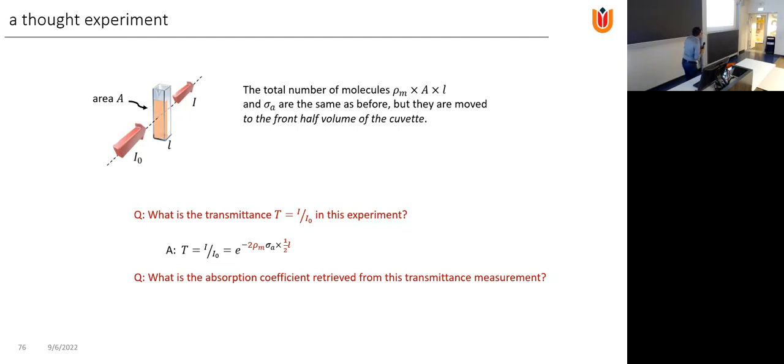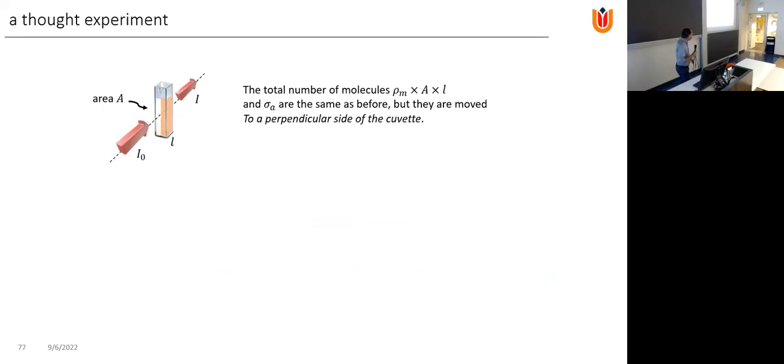You take the logarithm and you divide, let's assume you did not know that this happened, you still divide by L of the cuvette. So that gives you the same answer. Okay, yeah, same answer. Now let's do another magical trick where all the molecules are pushed to the side of the cuvette. What would be the transmittance in this case?